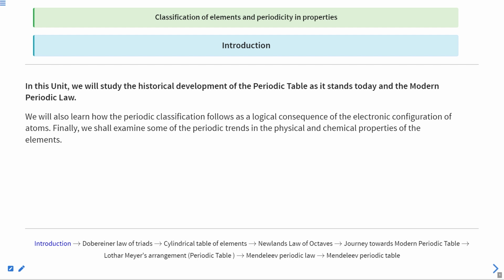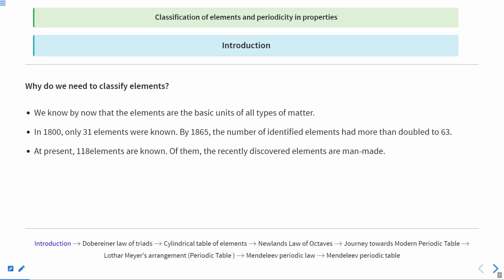Once we classify the elements, or arrange those elements as per the electronic configuration, then we will try to see the physical and chemical properties. So that is the whole roadmap that we will follow in studying this chapter. First of all, I would try to focus on why we need to classify these elements. What was the motive behind it?